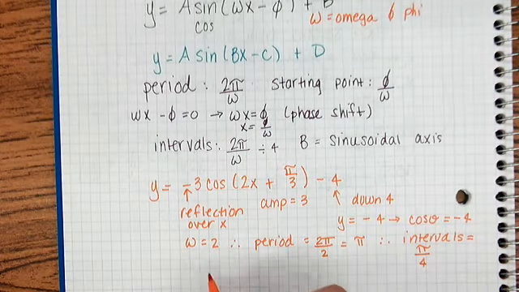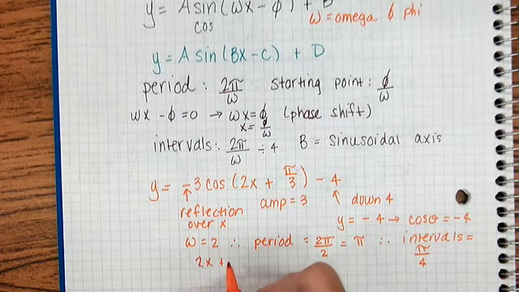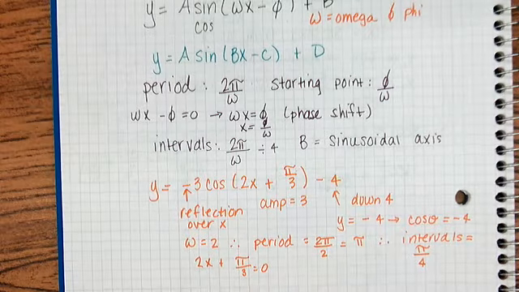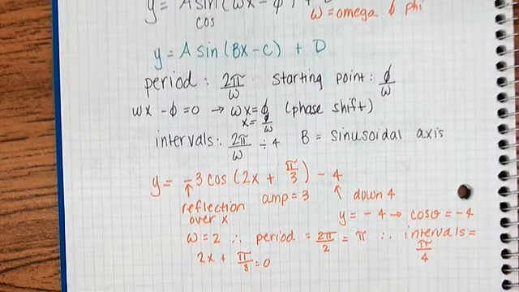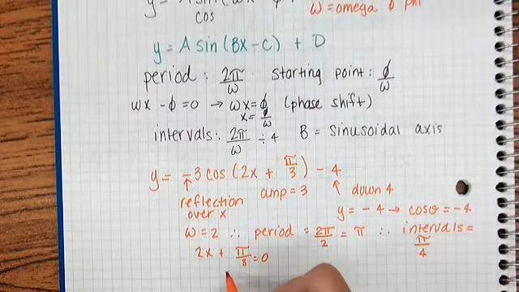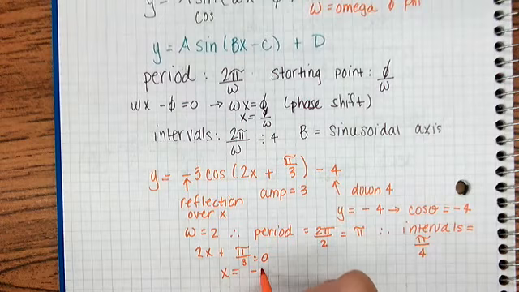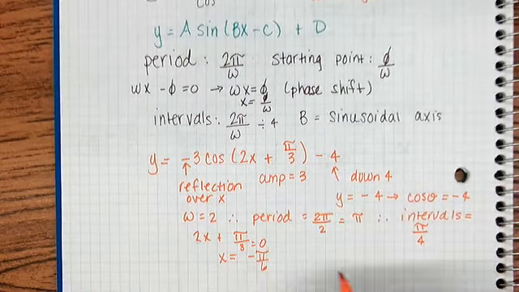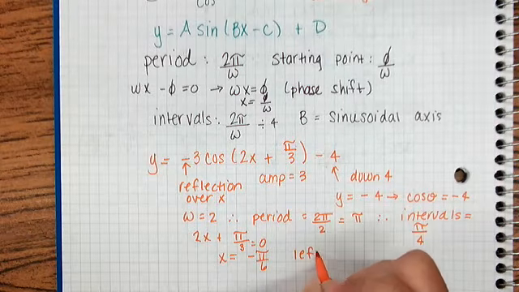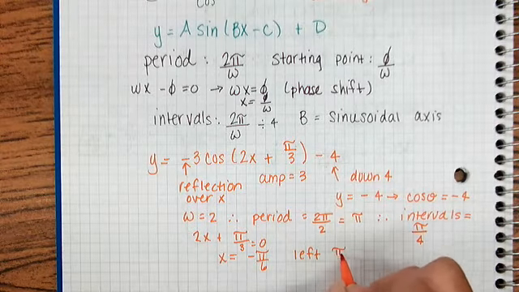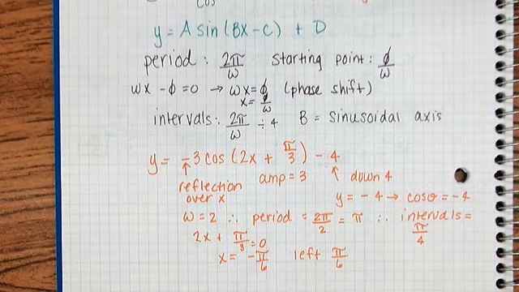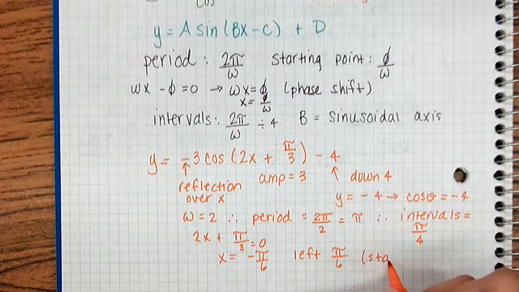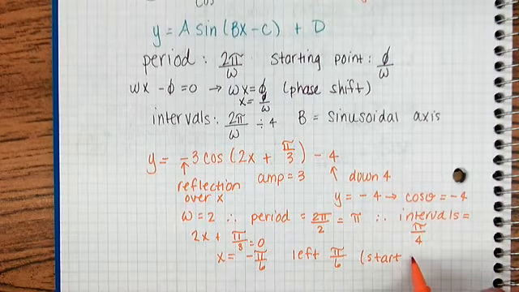Yeah, that's way too fancy for me. I say 2x plus pi over 3 equals 0. And when you solve for x, you get negative pi over 6. So this is a phase shift left pi over 6. And that's where my graph is going to start if I'm just graphing one cycle, which we're going to do for today.